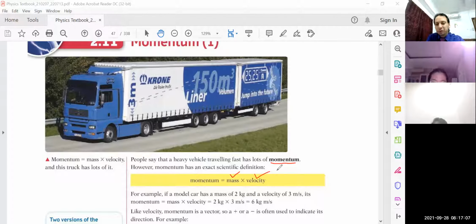First, children, you try to remember this mathematical equation. Momentum is written by the letter P. You can take small p or capital P. P is equal to the product of mass times velocity. This is the first thing you have to remember about momentum: it is the product of mass and velocity.